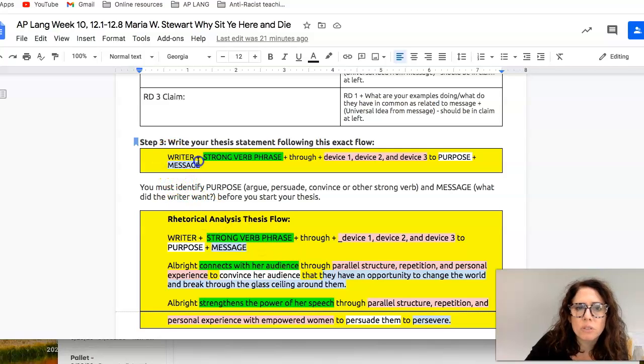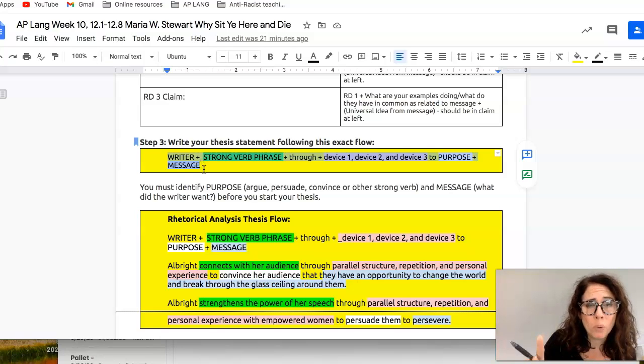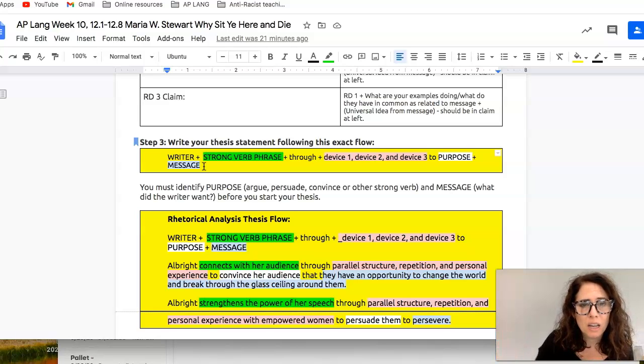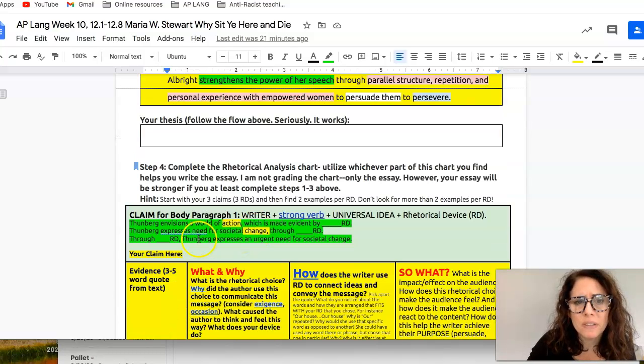Same thing with the thesis. If you use this frame, you will have a perfect thesis. The thesis is 1 point. So if you're a strategist, you know that that's an easy point. You don't have to work for that point. If you go in and you have this formula memorized, you've just grabbed a point in your first 30 seconds. All you have to know would be the 3 devices and her purpose. Is it to argue? Is it to discuss? And then the message, what does she want? So please use the rhetorical flow for thesis. I advise you to use it for claims as well.